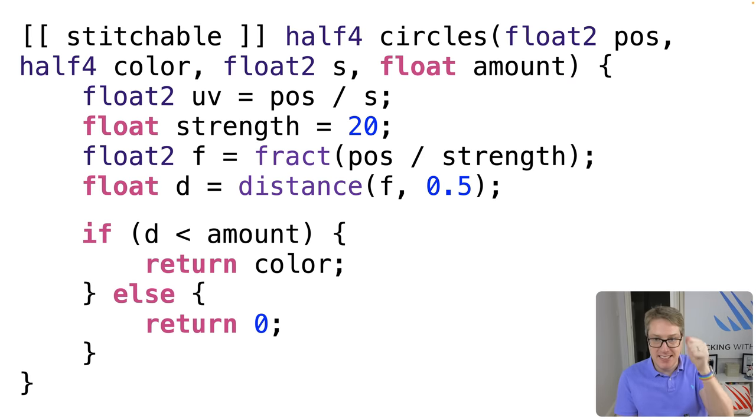If our distance is less than our amount, again, 0 to 1, send back the current color. Otherwise, send back 0. So what we're saying here is pixels closest to the center, where distance is 0, for example, will send back the color sooner, right? Because they're less than the amount. As the amount increases up to 1, basically all distances are less than that, effectively, because it's not really 0 to 1 because it's a square root, but it's close enough, right?